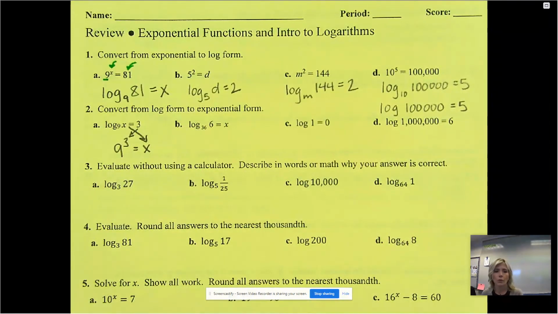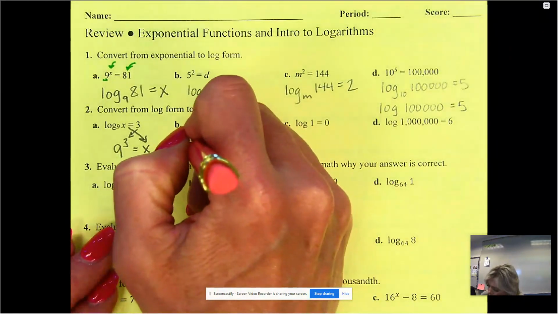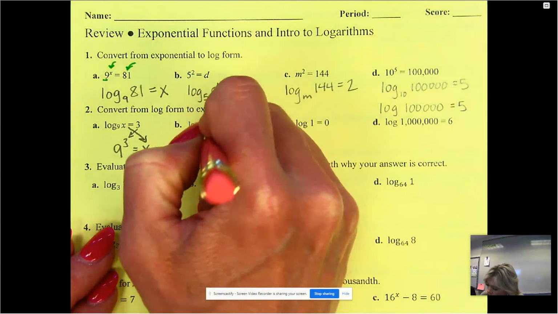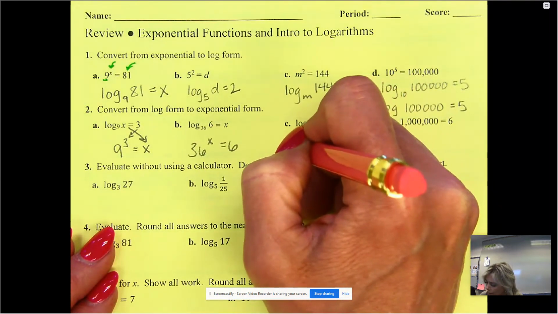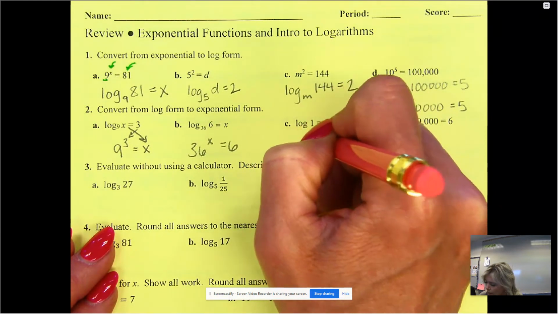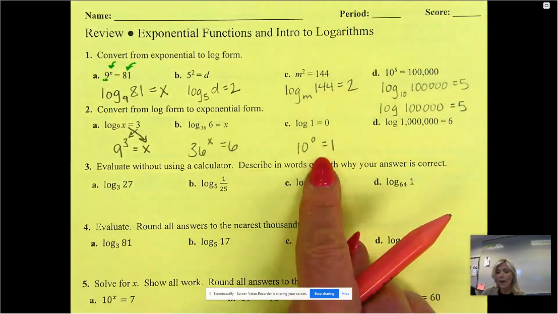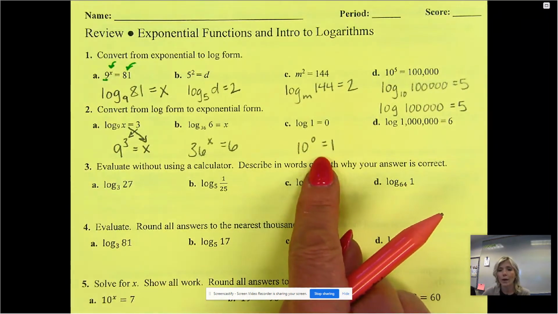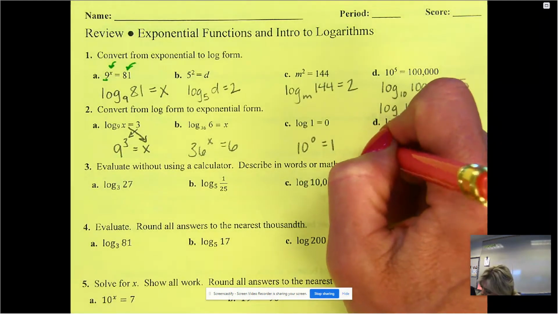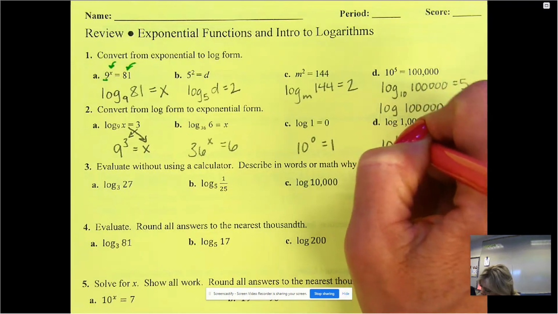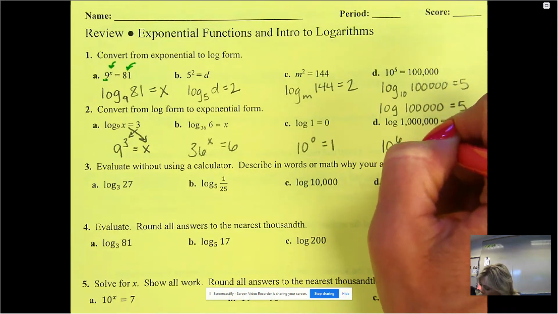Okay, so for part B, 36 is the base, 36 to the x equals 6. For C, 10 is the base, 10 to the 0 equals 1. In fact, any number to the 0 power is equal to 1. For D, the base is 10. 10 to the 6 equals 1 million.